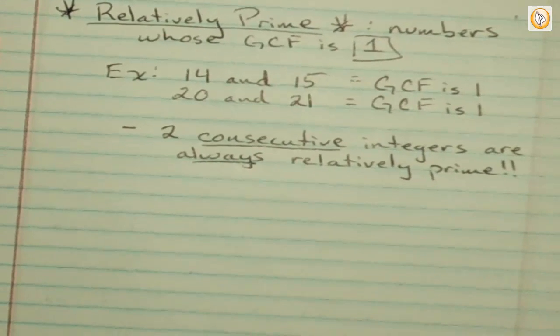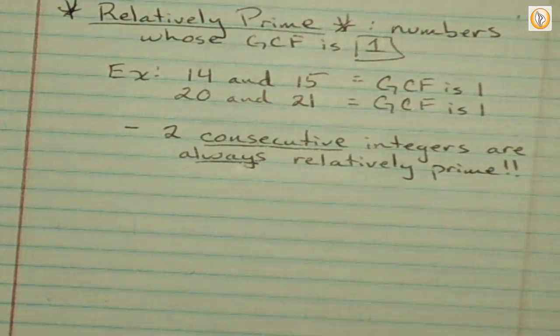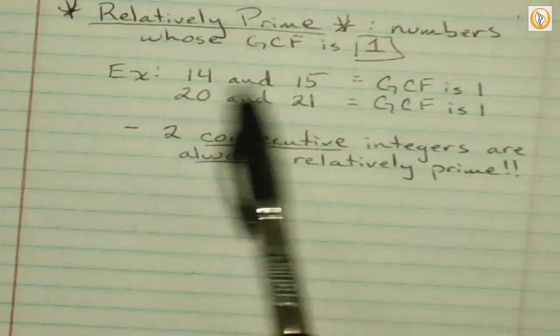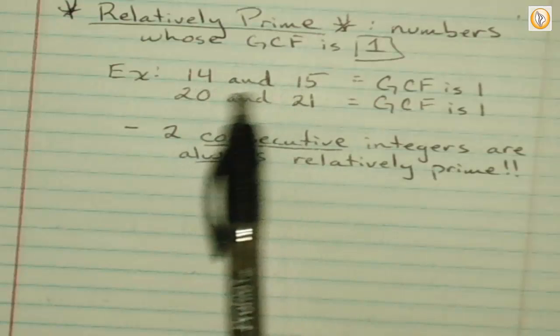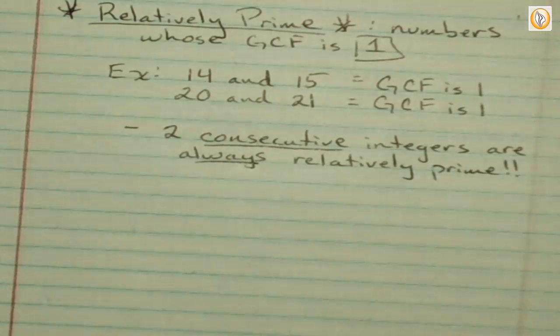It's kind of like a little trick. If they ever give you just 2 numbers that are side by side, consecutive, meaning one right after the other, an even and an odd, but they have to be one right after the other, they're always relatively prime. Any questions?